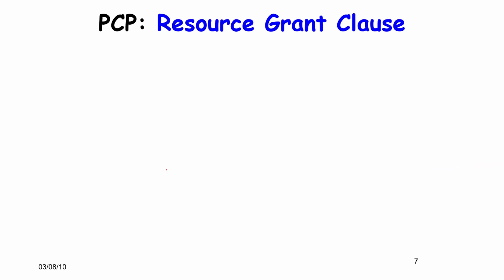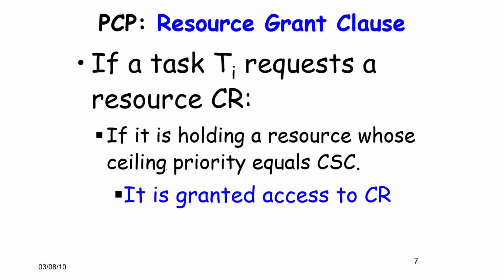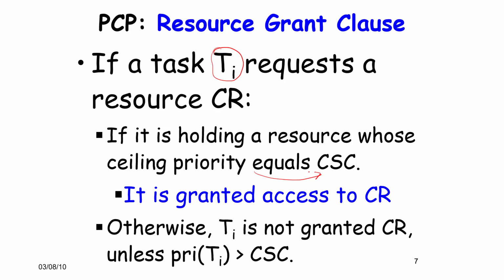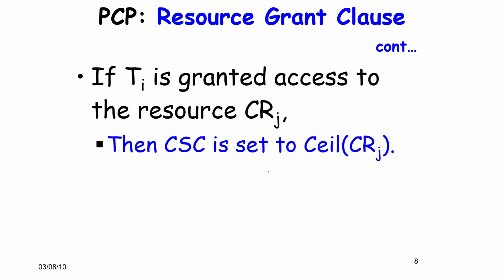So once we have seen this, let's go slightly deeper. Assume a task Ti requests a resource Cr. If it's already holding a resource which set the system ceiling, so its ceiling priority equals CSC, it is granted access to the critical resource Cr. Otherwise, Ti is not granted access unless the priority of Ti is greater than the system ceiling, which is exactly what we were discussing. So let us look at this again.